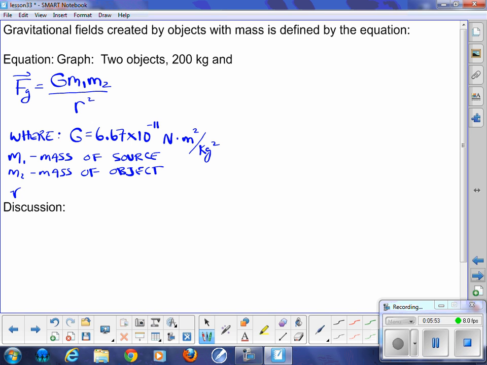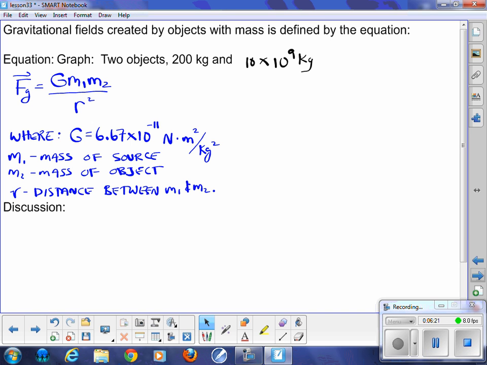And R is the distance between M1 and M2. So it's the same as it was in grade 11, that hasn't changed. Let's take two objects, 200 kilograms and, let's say, something with a mass of 10 times 10 to the 9th kilograms. I'm not actually going to do the calculations here.